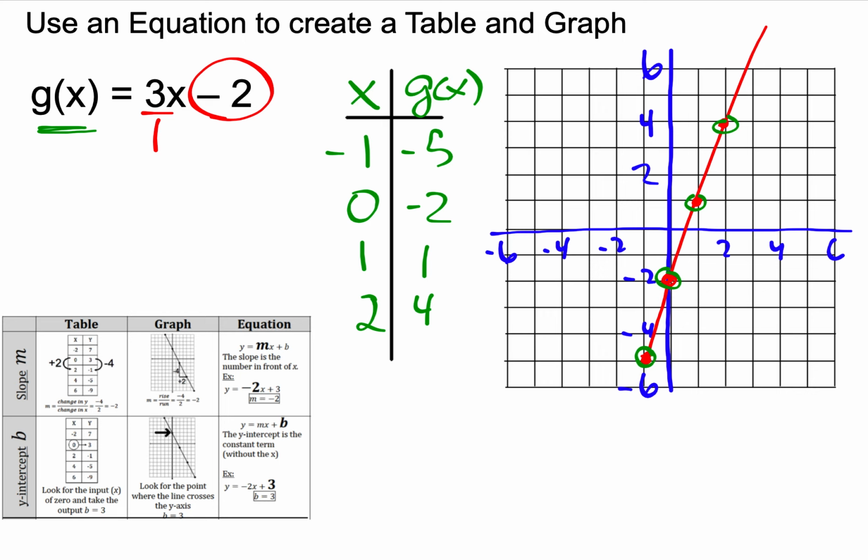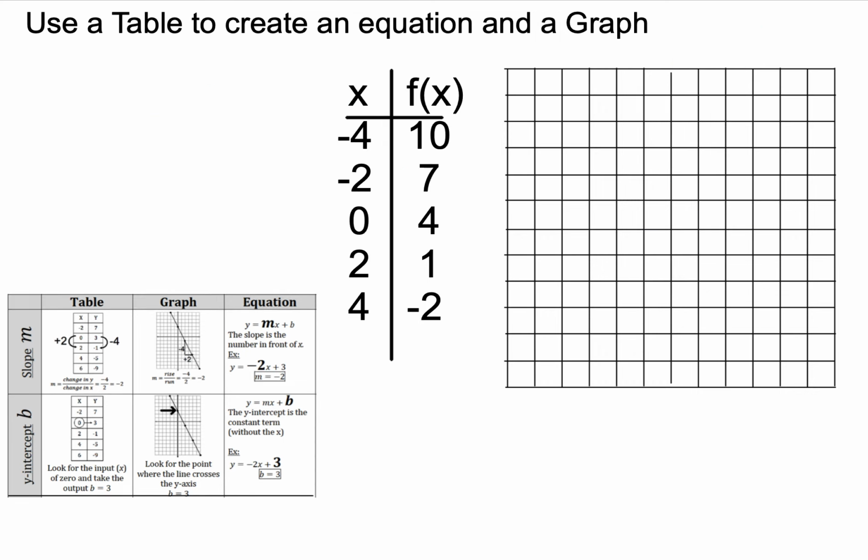All right, let's look at another example. This time we're starting with a table. We need to create the graph and the equation. I'm going to start with the equation. The y-intercept, of course, is 4. The slope, it looks like the y's decreased by 3, while the x's increased by 2. So that gives us a slope of negative 3/2.